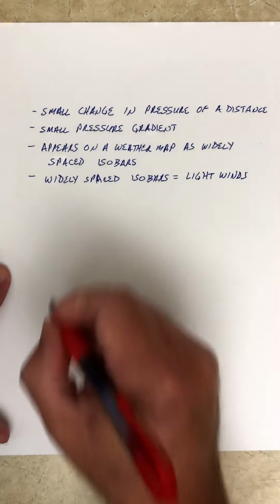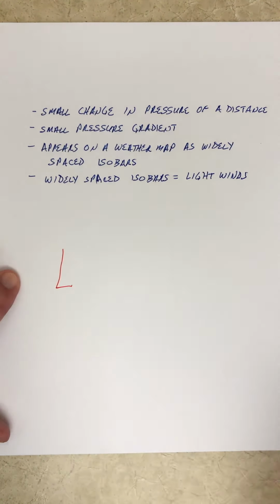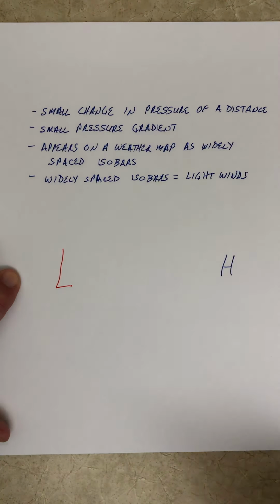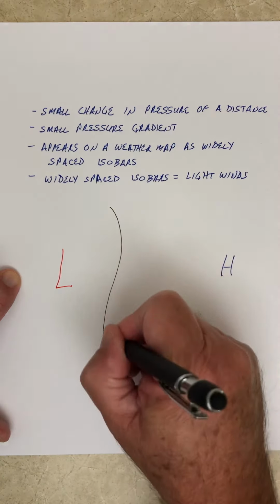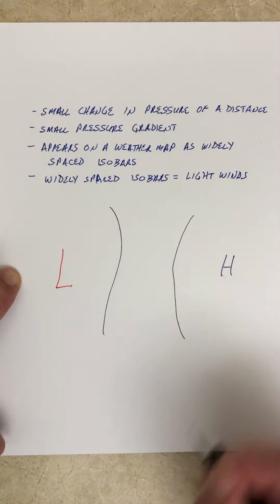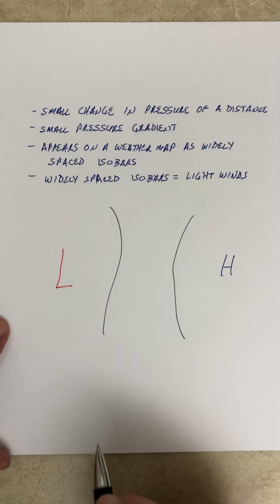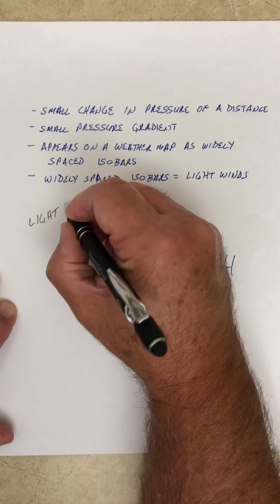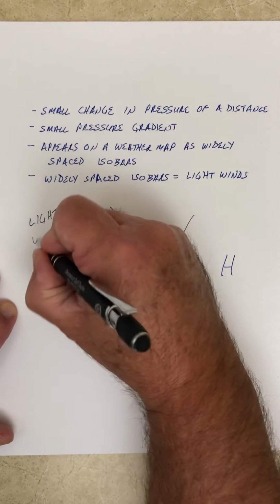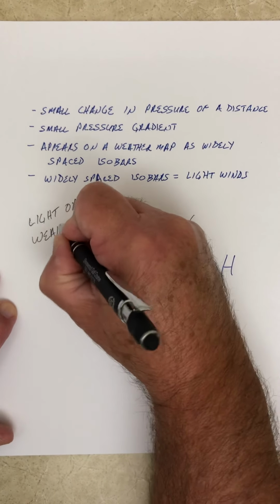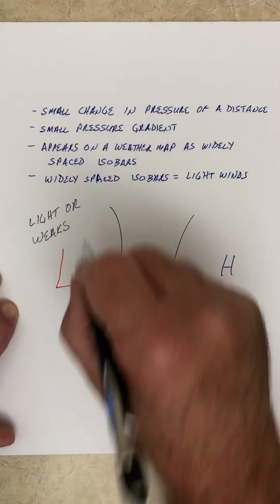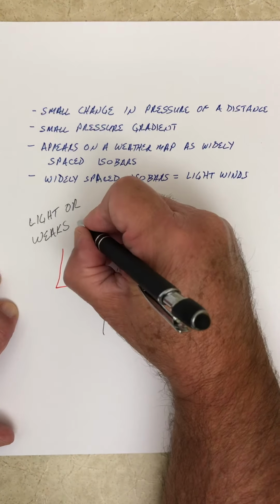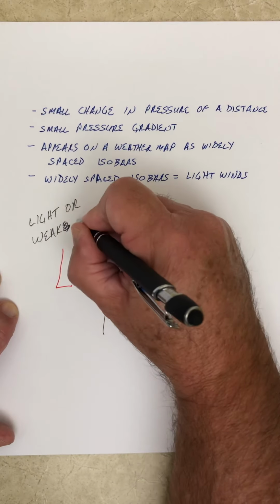So again, let me draw this out. If we have a low pressure on a map and a high pressure over here, and perhaps we only have a couple of isobars on the map here, this is going to translate to really light, or weak winds. So we're looking at the spacing, the distance between isobars, to determine the wind speed.